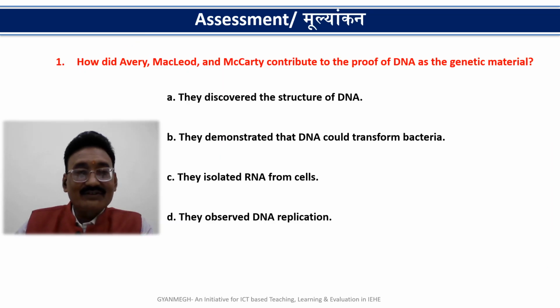Now assess yourself. How did Avery, MacLeod and McCarty contribute to the proof of DNA as the genetic material? The options are: they discovered the structure of DNA, they demonstrated that DNA could transform bacteria, they isolated RNA from cells, they observed DNA replication. The answer is they demonstrated that DNA could transform bacteria.